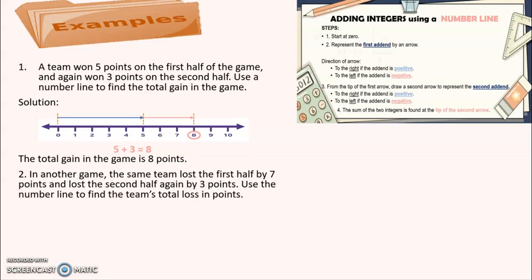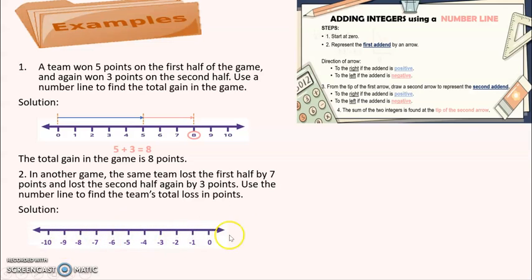In another game, the same team lost the first half by 7 points and lost the second half again by 3 points. So, use the number line to find the team's total loss in points. This time, what is given is lost, lost by 7 points and lost by 3 points. The loss is negative because it is the opposite of a gain. So it is negative.